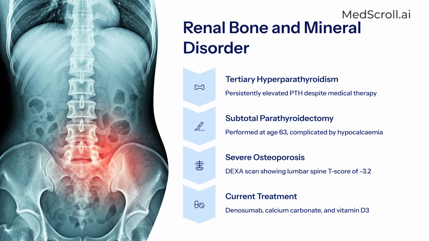His bone mineral disorder is further complicated by severe osteoporosis, confirmed by a DEXA scan showing a lumbar spine T-score of -3.2. He is on denosumab 60 mg subcutaneously every 6 months, daily calcium carbonate 1 gram 3 times daily with meals, and vitamin D3 1000 IU daily. Cinacalcet was discontinued following parathyroidectomy.